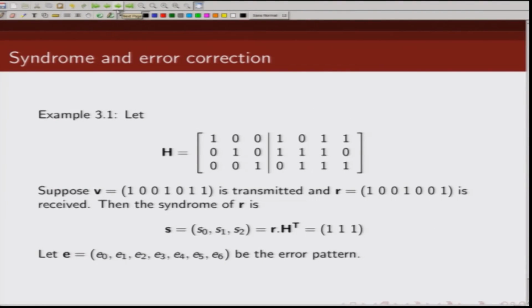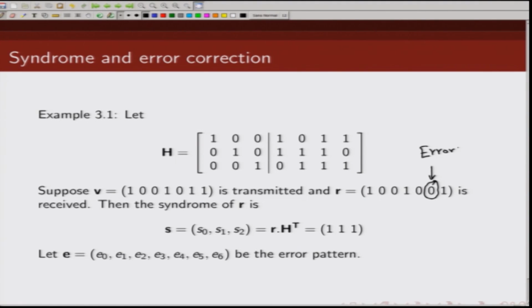So, let us take an example now. We have a 7-4 code whose parity check matrix is given by this, and our transmitted code word is this and the received code word is this. We can see that there is an error in this location. This was transmitted as 1 and this was received as 0. Now, how do we find out that there is an error and where it is?